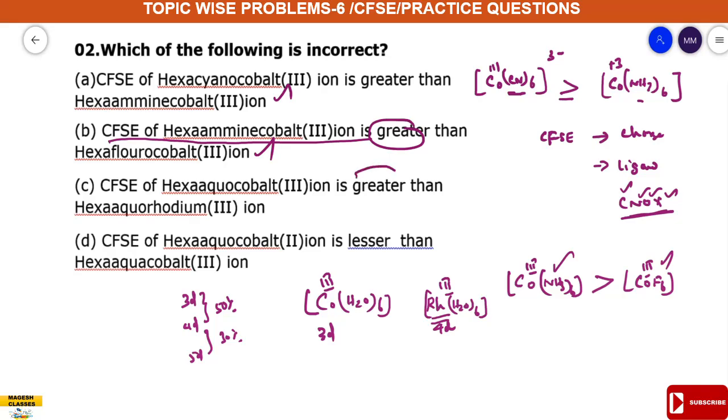So it is a 3d series and it is a 4d series. So this should be lesser than hexaaquorhodium. So this statement is wrong. Your answer is the incorrect statement.